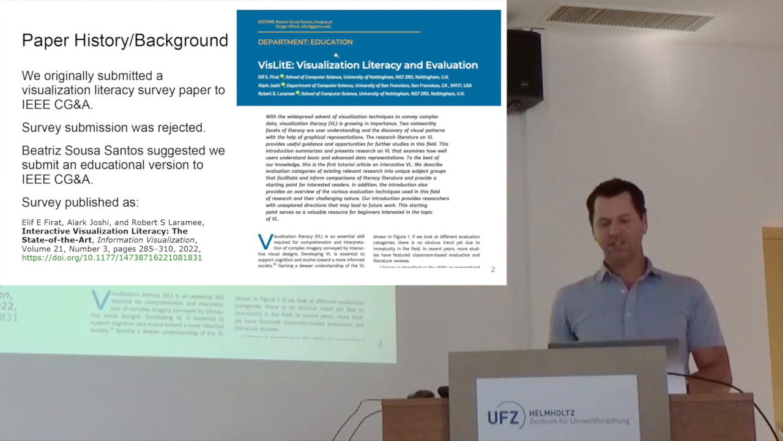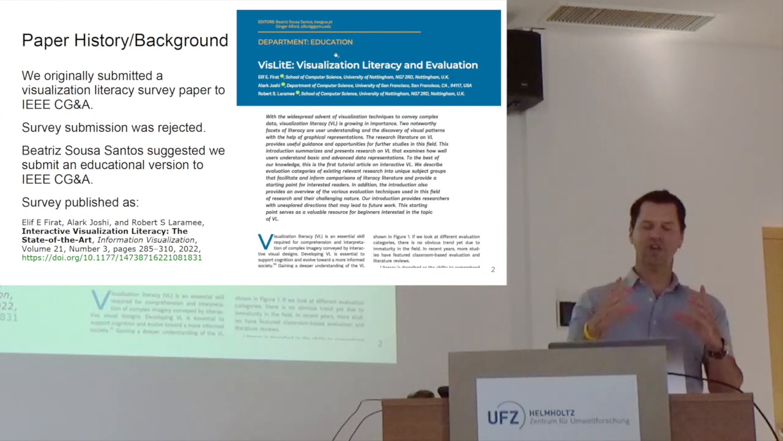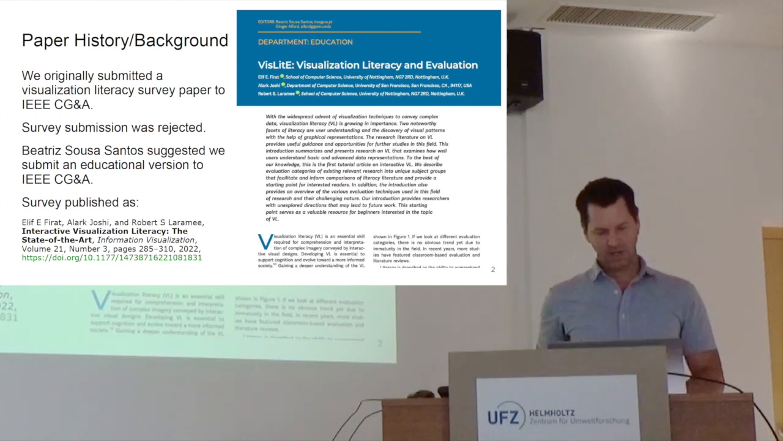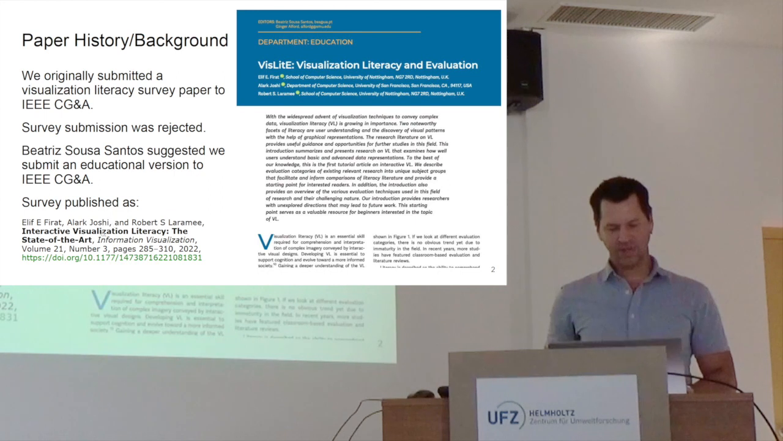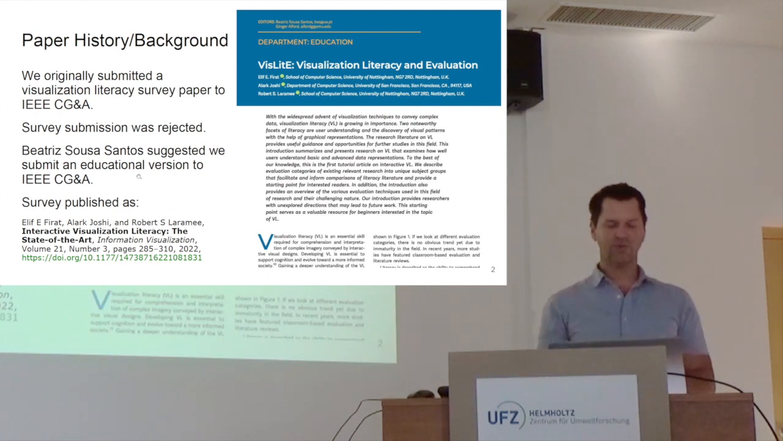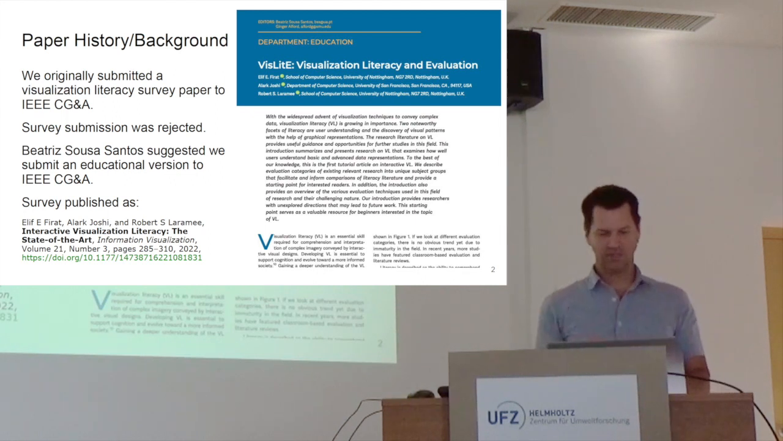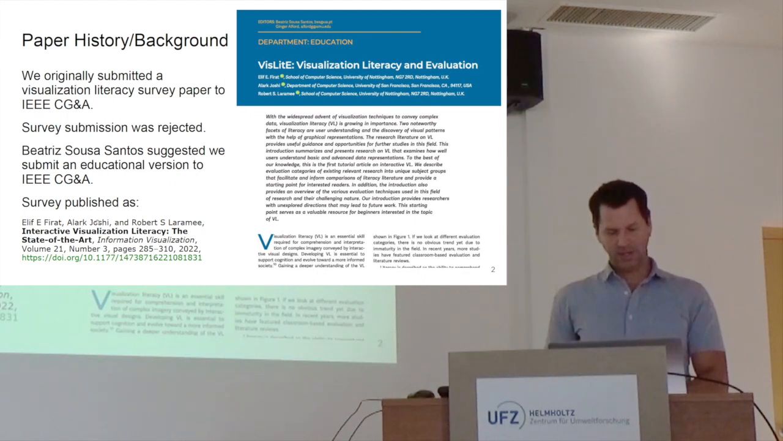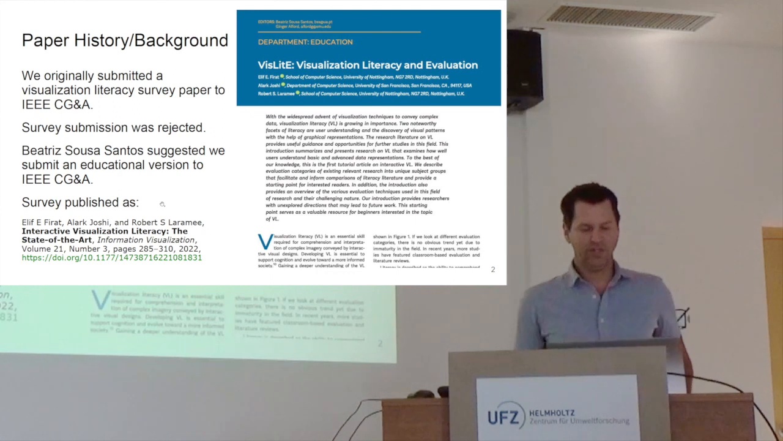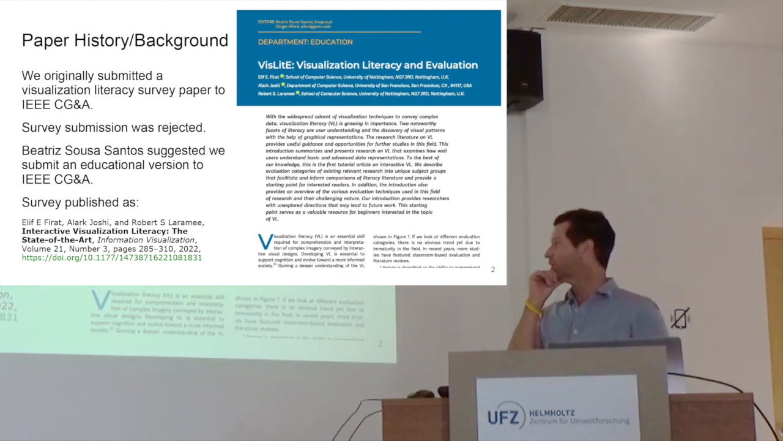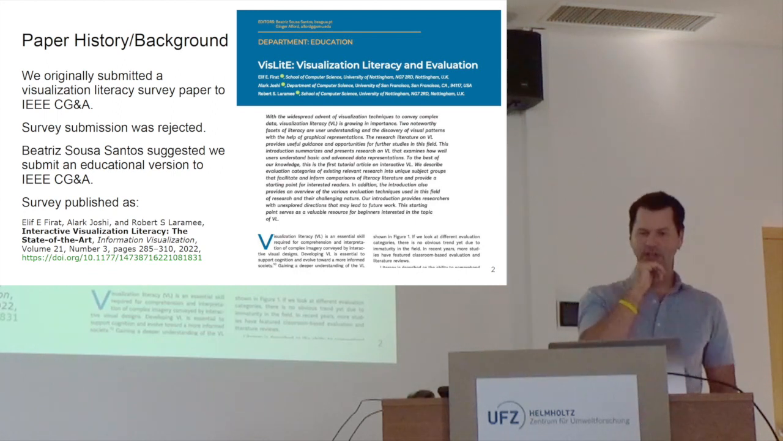And because CG&A has this special restriction on the number of citations, what we do to get around that is we cite this survey, the so-called original survey. So the original survey on visualization literacy is in the Information Visualization Journal. So we're often citing this inside the tutorial to help us out with the citations.